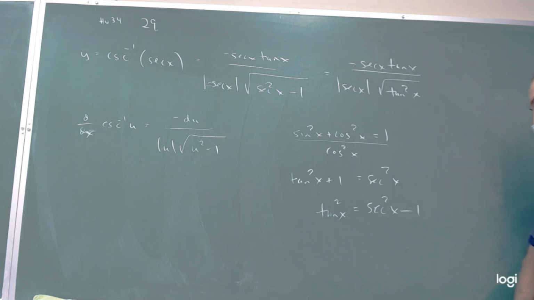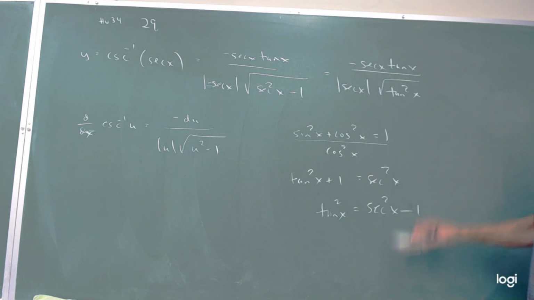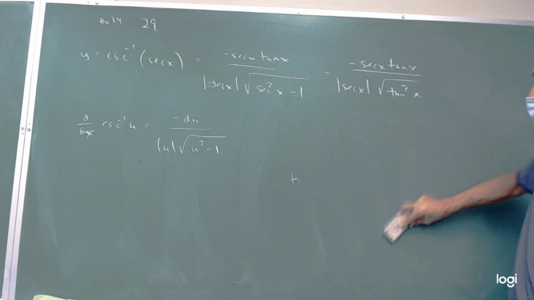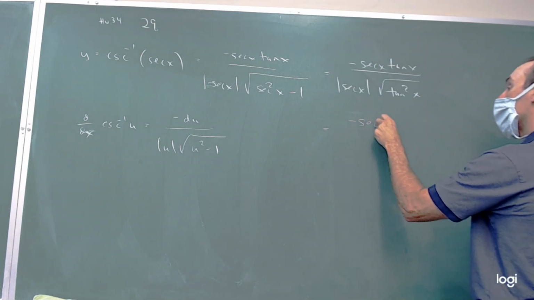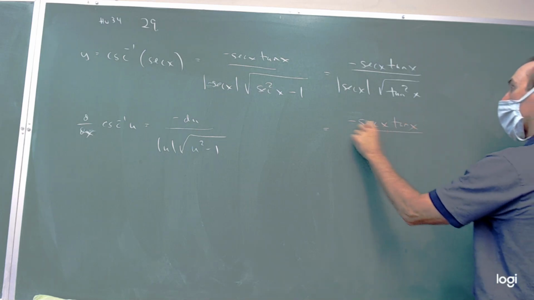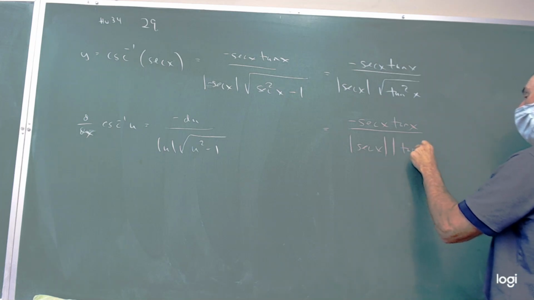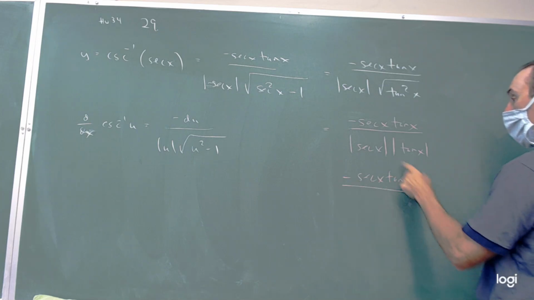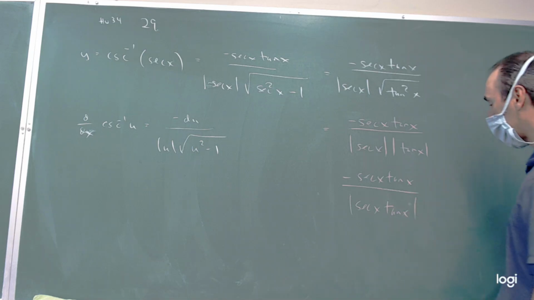So now we can say the square root of tangent squared x is the absolute value of tangent of x. It's not just tangent, because that's a principal square root, which is a non-negative square root. So we're going to get negative secant x tangent x over the absolute value of secant x times the absolute value of tangent x, or if you like, you could throw those into the same absolute value. That's just a matter of personal preference.